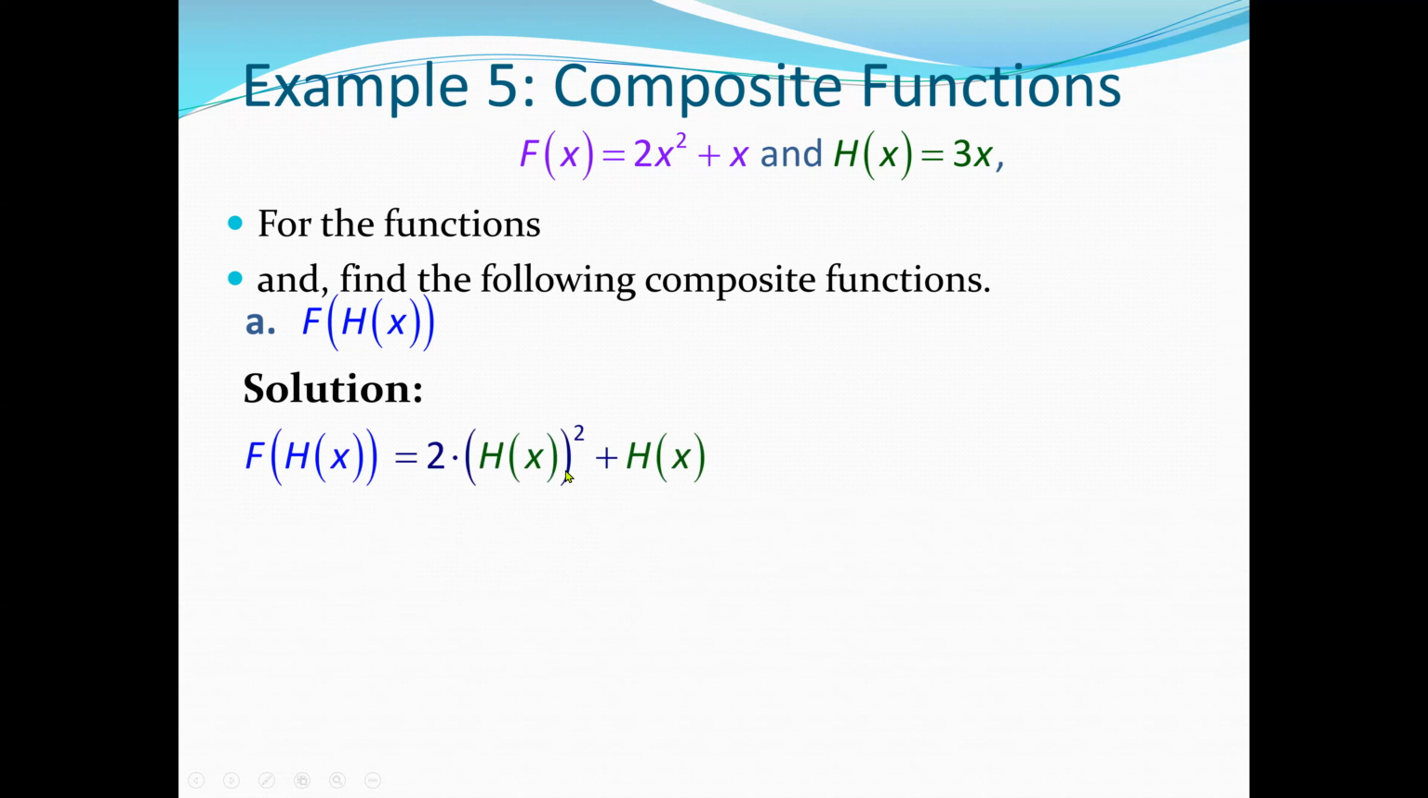So the solution will be, first we'll write down 2x squared plus x. Now, anywhere I see x, I'm going to substitute with 3x. So this will be 3x squared, then plus 3x, because we have x, we turn to 3x. So here we get 9x squared, and 9x squared times 2 will give me 18x squared plus 3x.